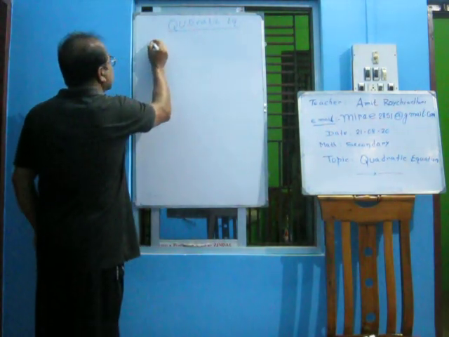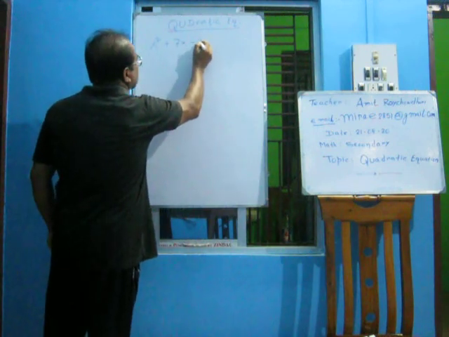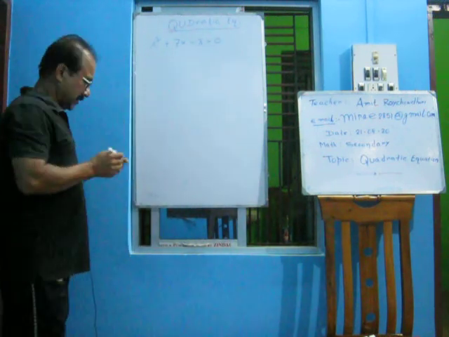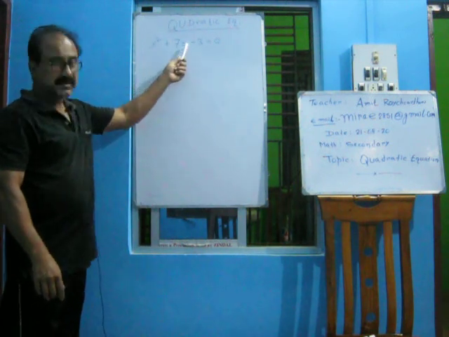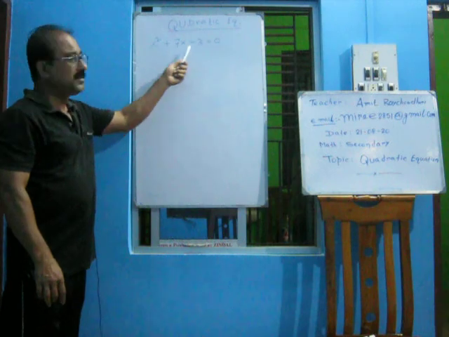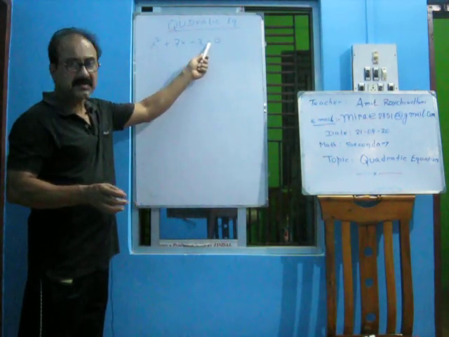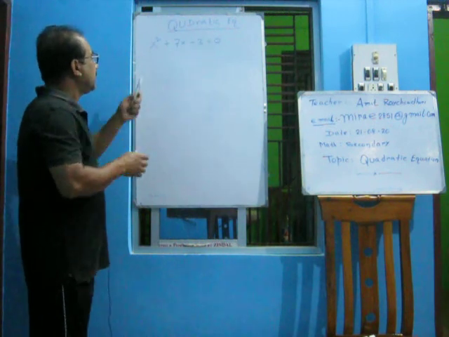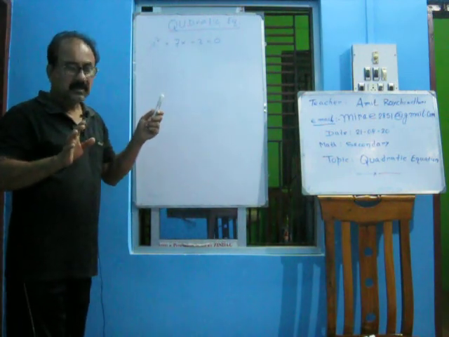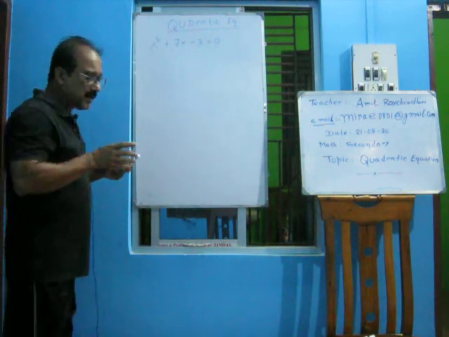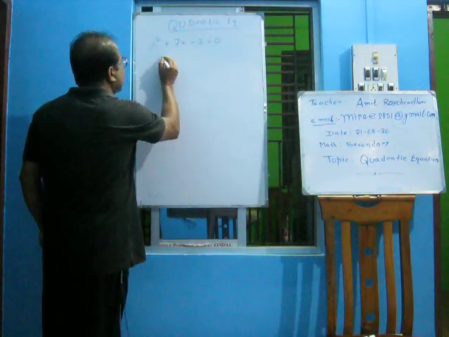Like, I am giving one example. If x square plus 7x minus 3 equal to 0, then it is a quadratic equation, because the variable is x and the numbers are integers, and the LHS and RHS are on either side of the equal sign, so it is an equation. The variable has the power of 2, and it is a single variable, so it is a quadratic equation.